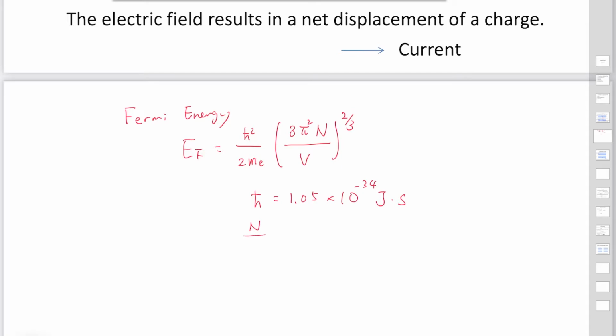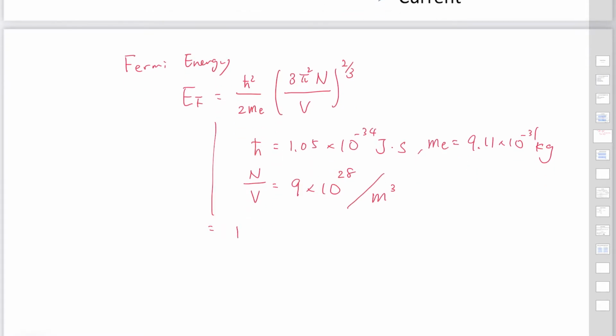N over V is the number density of electrons in metals. We are going to get these numbers in the practice. It's about 9 times 10^28 electrons per cubic meter, and the electron mass is 9.11 times 10^-31 kilograms. If you substitute these numbers, you will get 1.2 times 10^-18 joule. This is the Fermi energy.